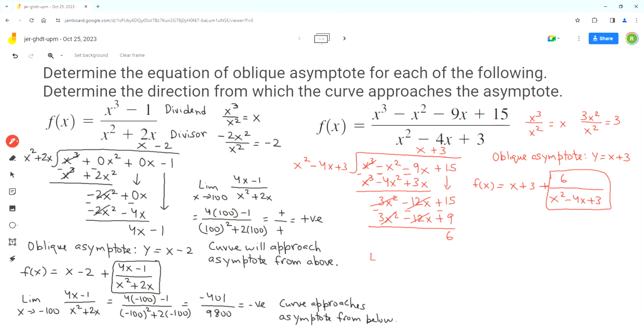So let's start with the test on the left side. So we'll use the limit as x approaches a big negative number like negative 100, and then 6 over x squared minus 4x plus 3. Now we can apply the limit. So 6 over negative 100 squared minus 4 times negative 100 and then plus 3.